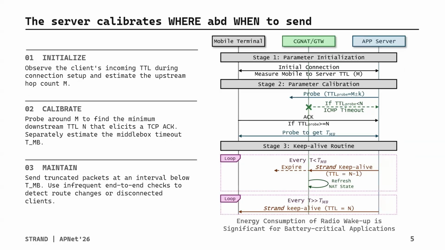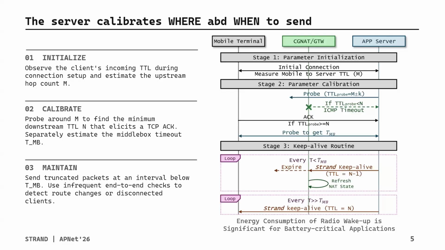The server sends probes with TTL values around M. Each uses a stale TCP sequence number. Under standard behavior, a probe reaching the terminal causes its kernel to return an ACK, while the application receives no data. The smallest TTL producing an ACK identifies N. N-1 is the truncation value.